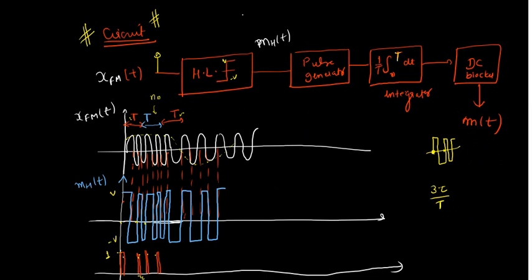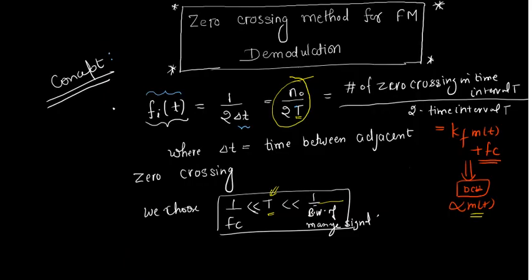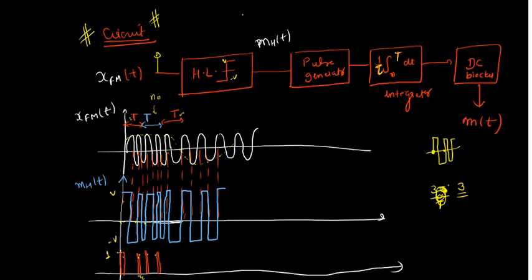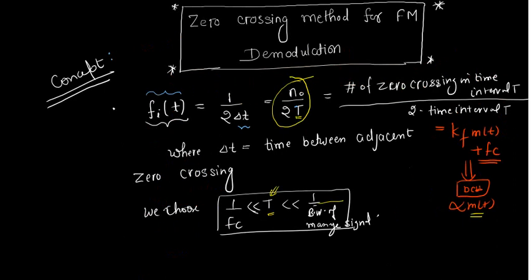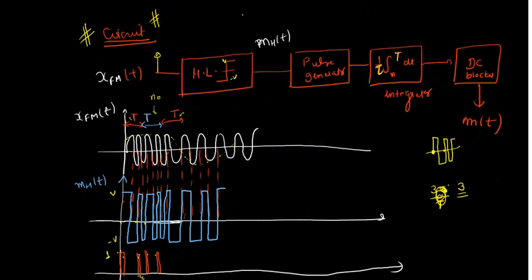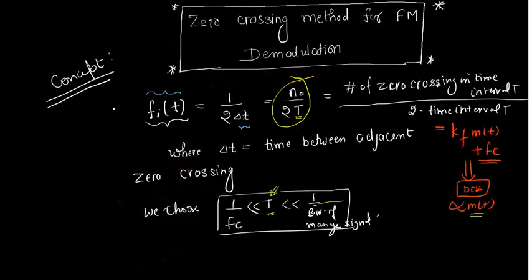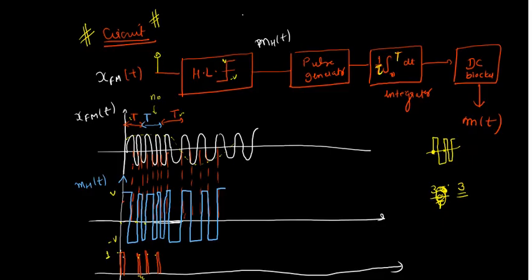Or you can divide it by tau also, not a big difference. It will give you 3, the number of pulses. So somehow it will give you this n naught, correct? And then you can easily evaluate the frequency by dividing it by T. So at the output of the integrator, you get a quantity which is directly proportional to the instantaneous frequency, which has a message signal and a DC component. So we pass it through a DC blocker and we get the message signal back.